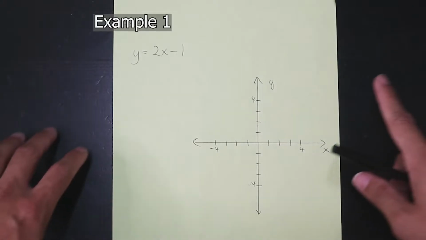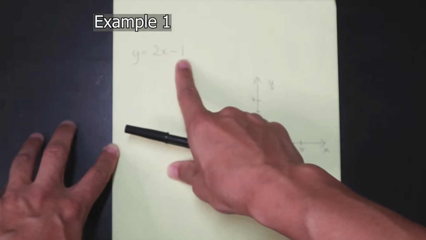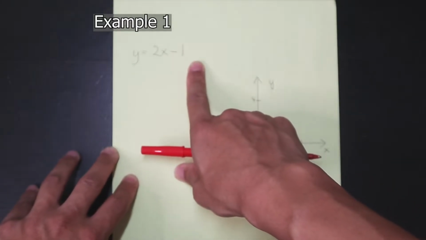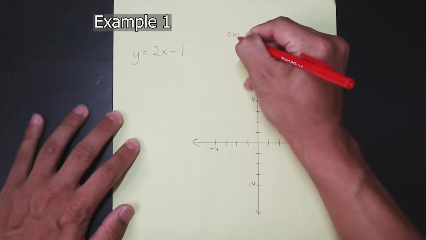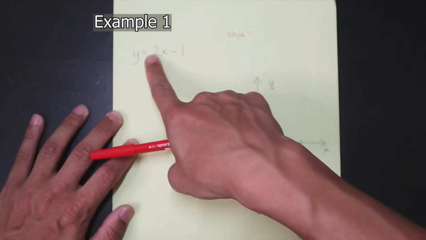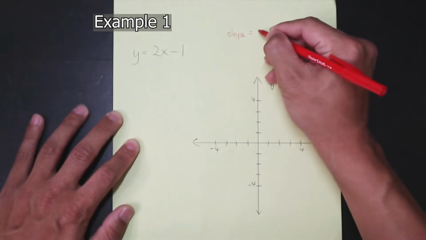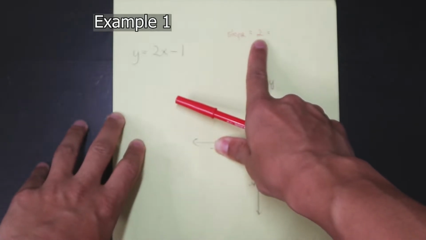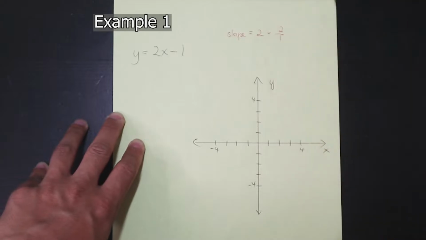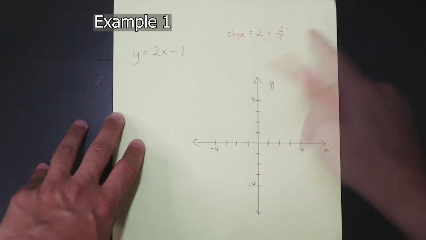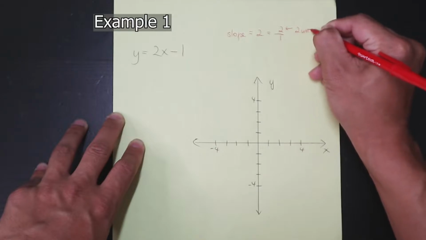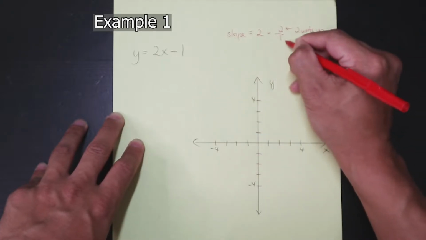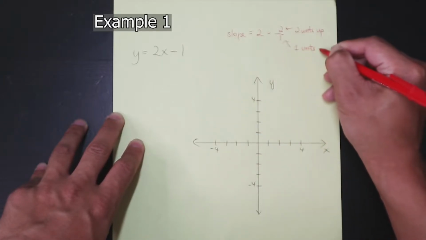Well, in this example, we have the slope-intercept form y equals 2x minus 1. We want to remind ourselves how to graph this by just looking at the equation. First, I have to identify the slope. In this equation, the value of the slope is the number in front of the x, which is 2. Before you graph the slope, you have to make it a fraction, so put 2 over 1. The numerator is positive, so it's 2 units up, and because the denominator is positive 1, it will be 1 unit to the right.